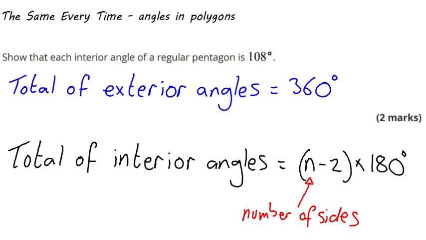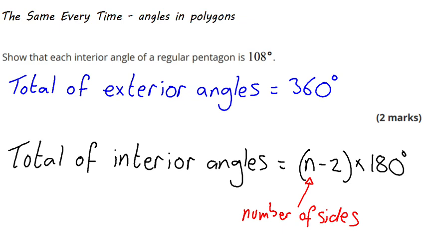For a quadrilateral, a four-sided shape, 4 minus 2 is 2, times 180. The total of the interior angles would be 360. And so on. For a pentagon it would be 3 times 180. For a hexagon, 6 sides, it would be 4 times 180.